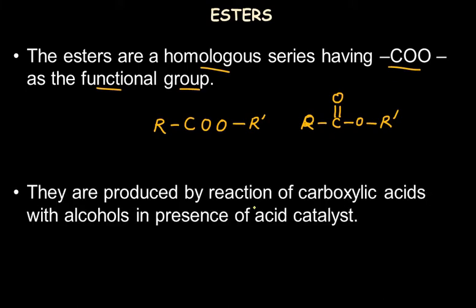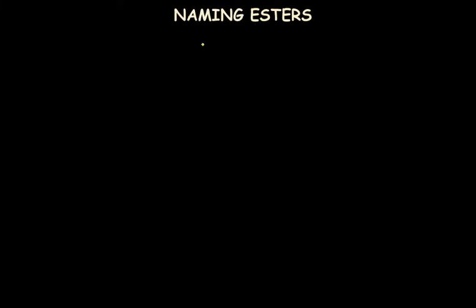Now in our video on carboxylic acids, we had seen that one of the important reactions of carboxylic acids is that they react with alcohols in the presence of an acid catalyst to form esters. That shows that both the carboxylic acid and alcohol are needed to make esters, and any dilute acid is a catalyst. We will learn the making of esters in detail later in this video. But before that, let's go ahead with the naming of the esters.